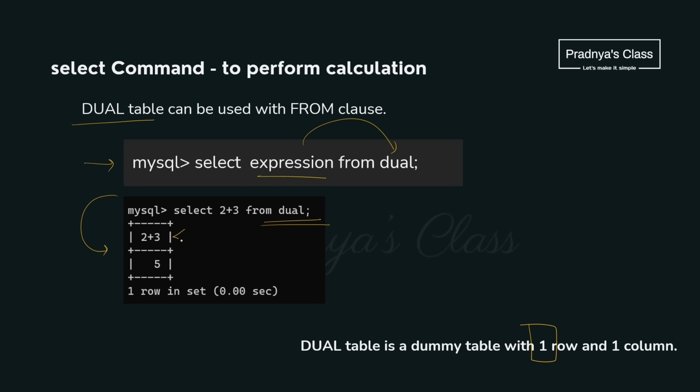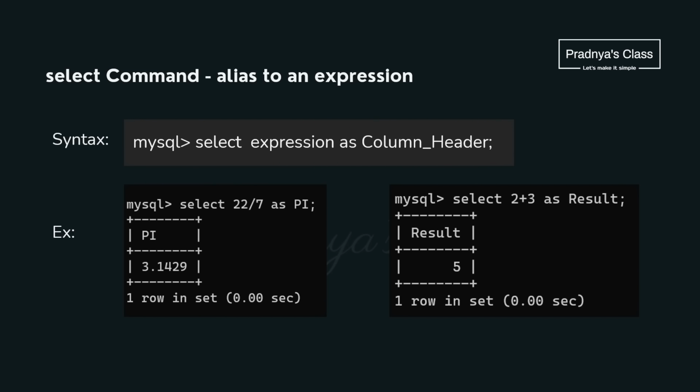Please make a note of it. In this, we couldn't give any column header. Whatever expression we are mentioning, that will be the column header. But if you want to give the column header, that you can give with the as keyword. It will give alias to the column header. Look at the example. We mentioned as pi. So column header is nothing but pi.